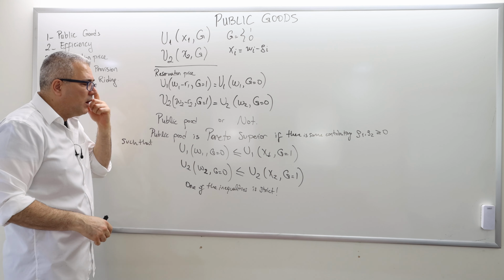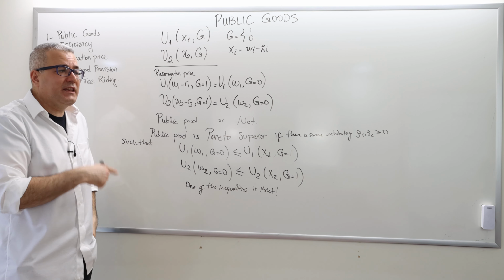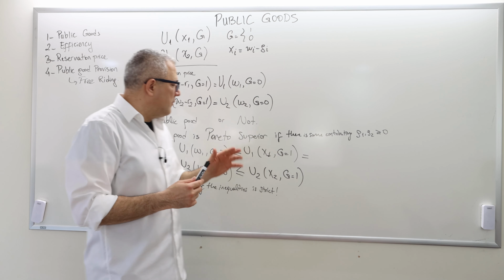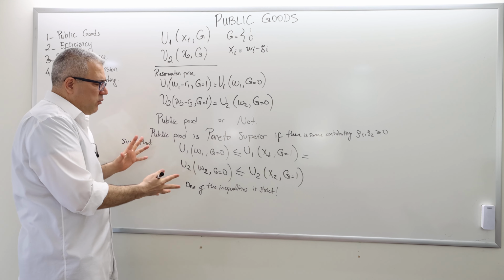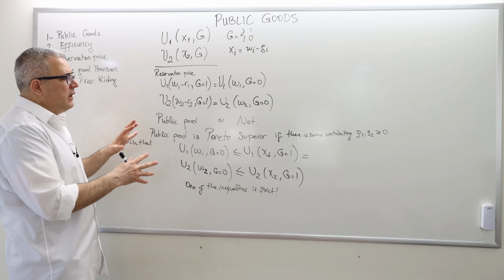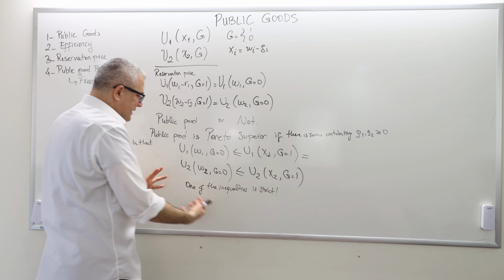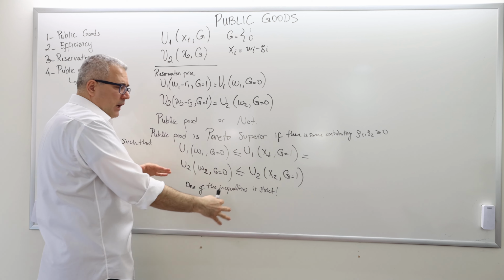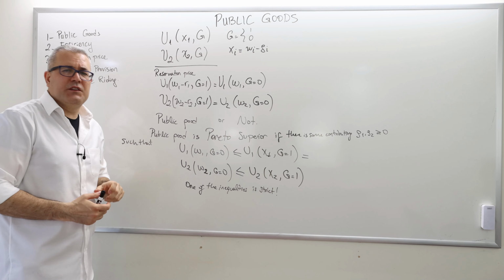Does this inequality tell me anything about the reservation price? And in fact, it does. How so? What I'm going to do next is manipulate these inequalities in order to rewrite this whole sentence: public good is Pareto superior if blah, blah. I'm going to write this using the reservation price.